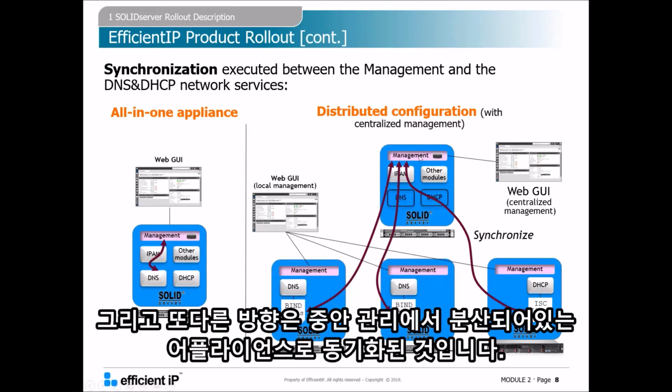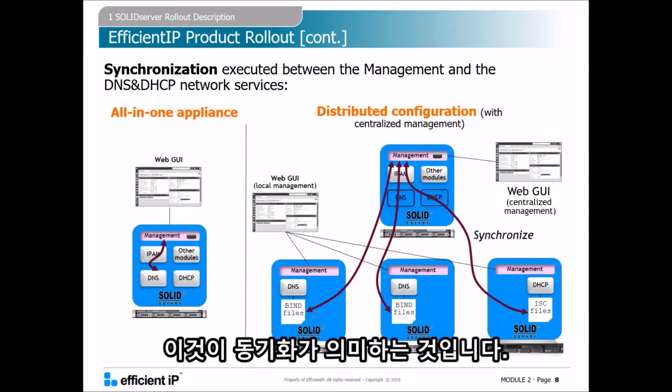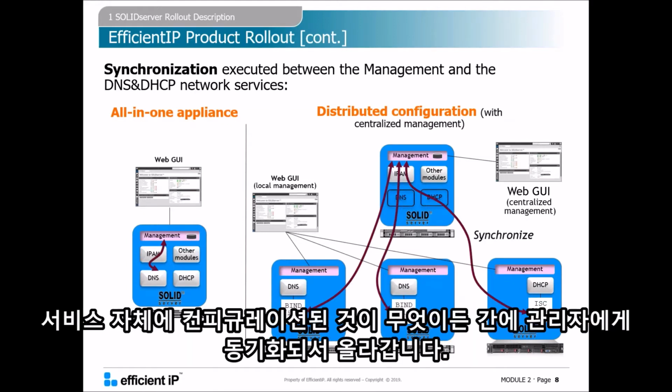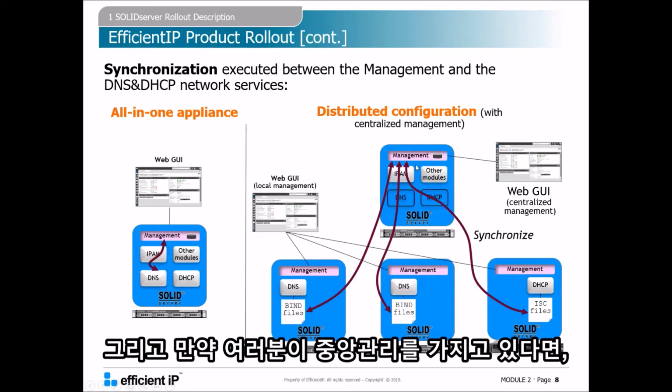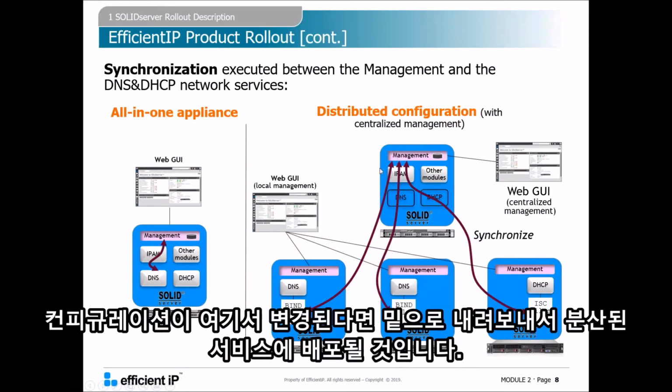And then the other direction is from the central management synchronizing to the distributed appliances, right? So this is what synchronization really means. Whatever was configured on the services itself will be synchronized up to management. And then if you have a centralized management, the configuration that was changed over here will then be pushed down and deployed to these distributed servers.